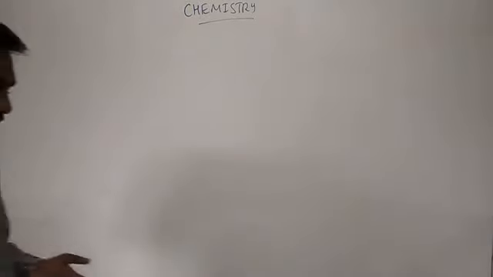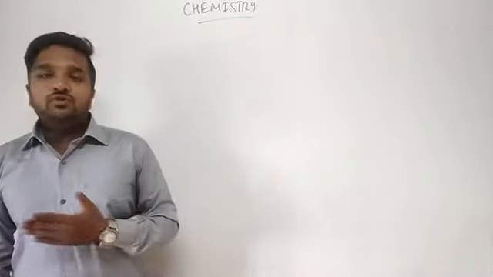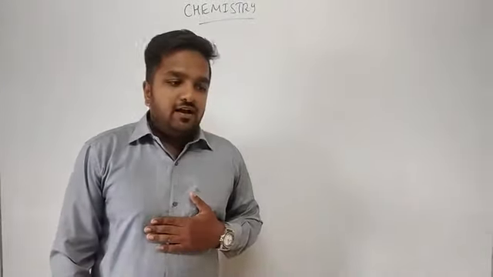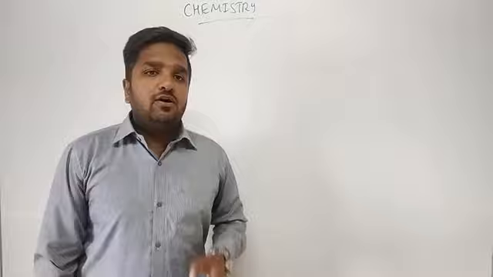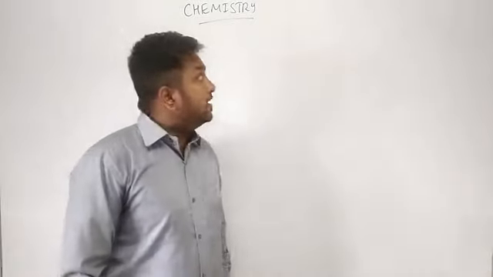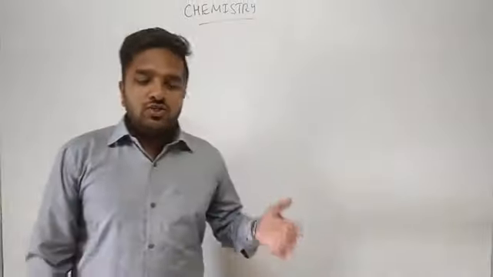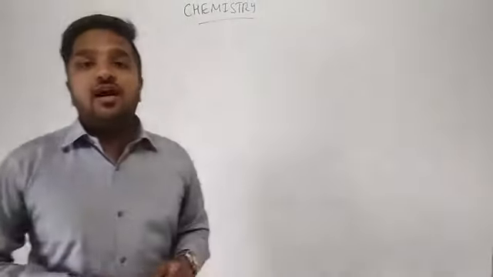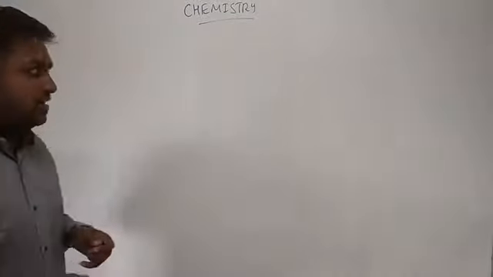So after knowing all these things, in chemistry we will be dealing with some huge numbers. For example, Avogadro number is 6.023 into 10 to the power of 23. That is a huge number, right? So in order to write all those huge numbers, we have a standard method of writing that we call scientific notation.